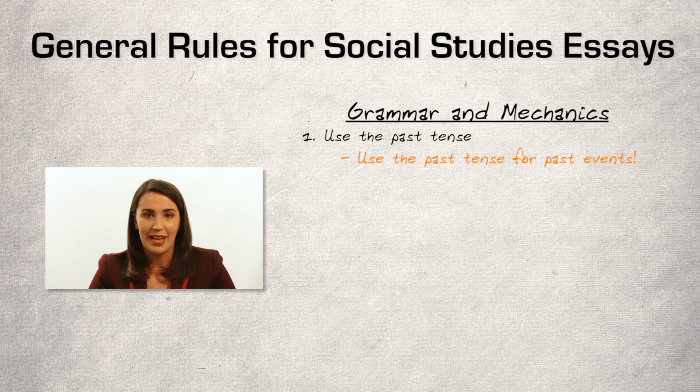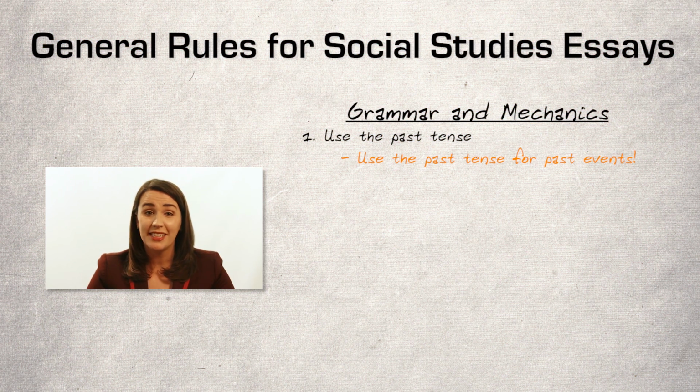Historical figures such as Abraham Lincoln are no longer living. This is a major difference than in writing essays for most of your English or language arts classes, in which you are generally instructed to write in the present tense. The general rule for history essays, then, if it happened in the past, write about it in the past tense.